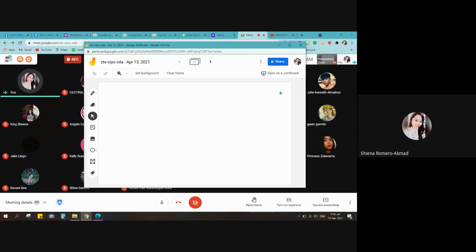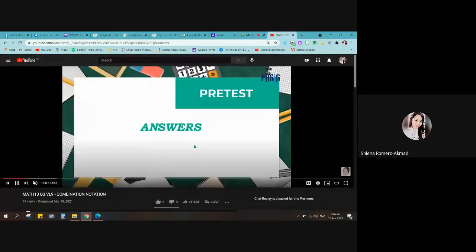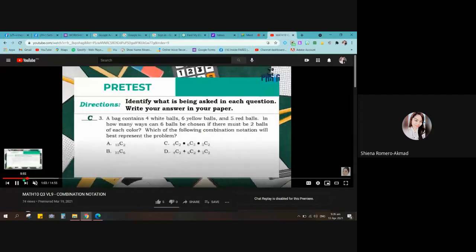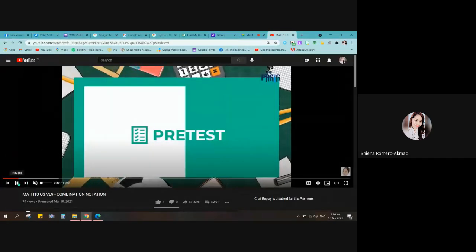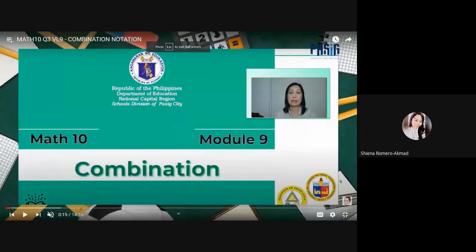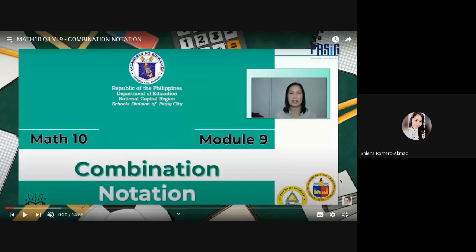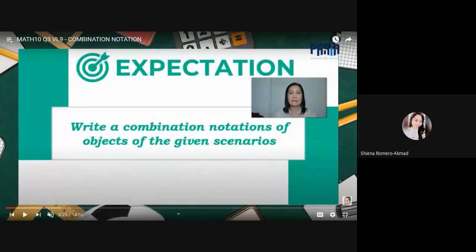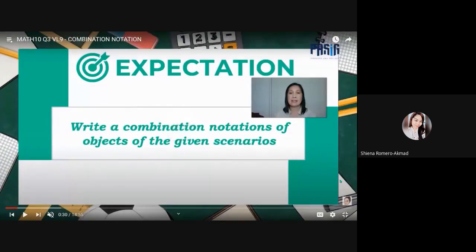So for module number 9, we'll be dealing with combination notation. So yung combination notation na yun ay, when I say combination notation, uy, may answer na agad. Hindi pa nga ako ready. For module number 9, we'll deal with combination notation, and your goal is to write combination notations of objects of the given scenarios.